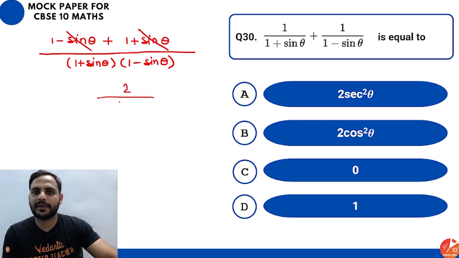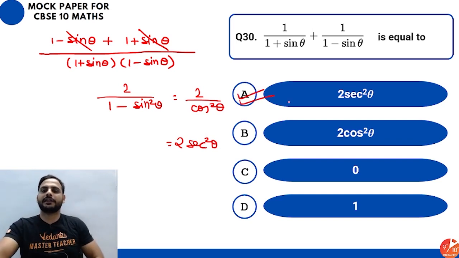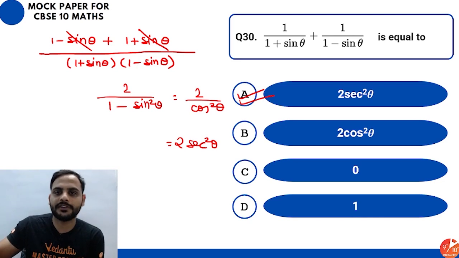A plus b into a minus b is a square minus b square. 1 square is 1 minus sine square theta. And we know 1 minus sine square theta is equal to cos square theta. And 2 upon cos square theta can be written as 2 sec square theta. So option A will be your correct answer.